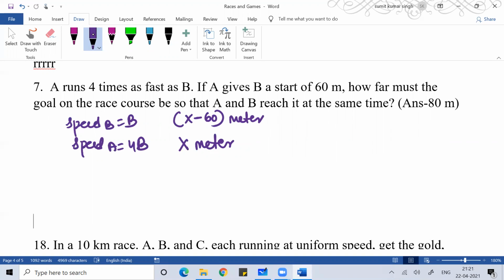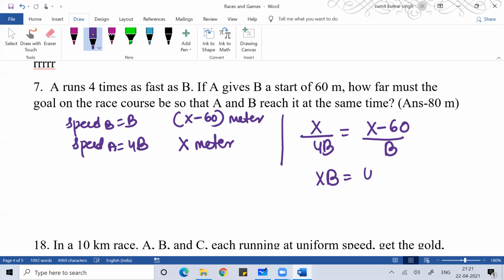B is gonna run X minus 60 meters. So how much time will they take? They will take the same time, so you can equate the time. So X by 4B should be equal to X minus 60 by B. If I solve this, I'll get XB is equal to 4BX minus 240B.